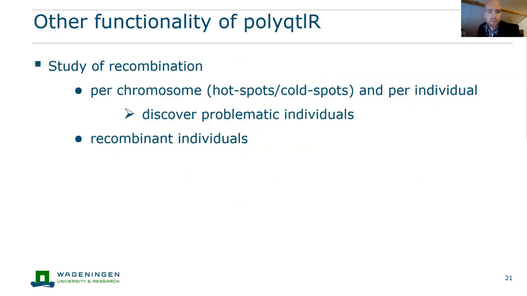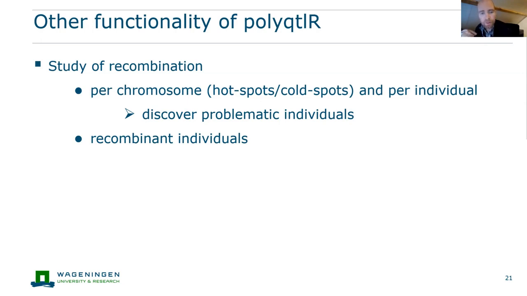Just to briefly mention some other functionality in the package. We were talking about QTL analysis, but you can do an awful lot more. You can look at, for instance, recombination. PolyQTL gives the user information on recombination per chromosome, which could be interesting if you want to see particular areas that are hot spots or cold spots for recombination.